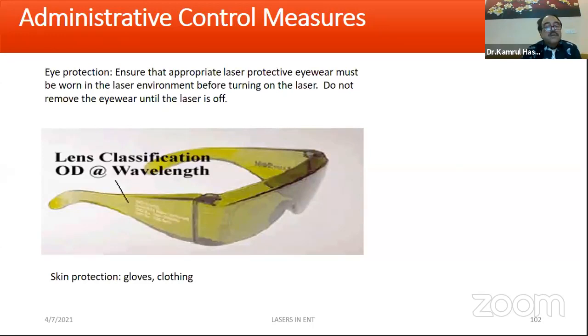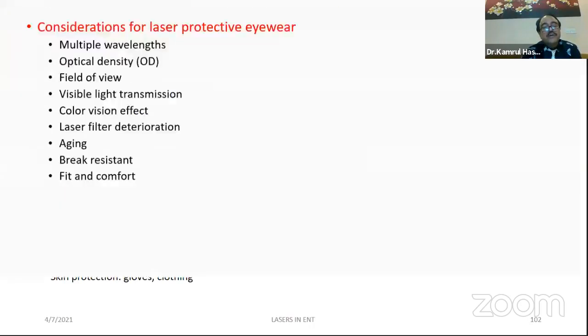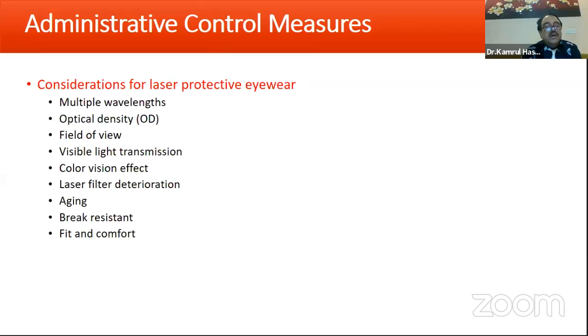But before doing this, eye protection is a must for the surgeon, anesthetist and assistant. Ensure that appropriate laser protective eyewear is worn in the laser environment. You should not be reluctant, because there may be a chance of injury to your cornea. So for proper eyewear, there should be multiple wavelengths according to the laser. Different types of eyewear are used.